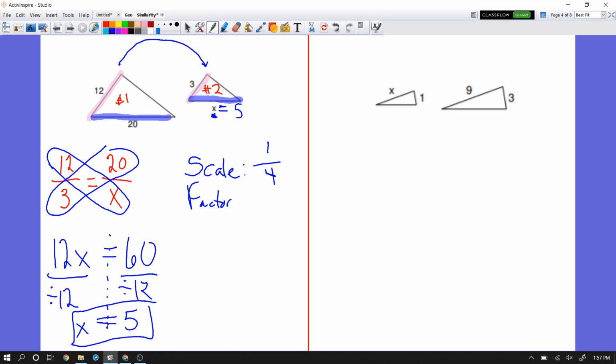Now, if we hadn't gone through the proportion part, we'd have gone, okay, how do you go from 12 to 3? Okay, so divide by 4. What's 20 divided by 4? 5. Going through all the numbers and checking using your scale factor is going to be how you verify these problems.